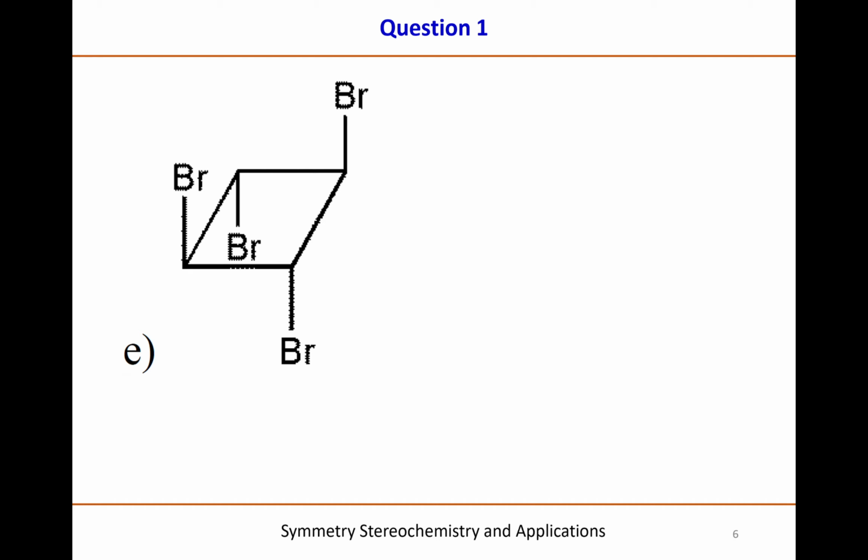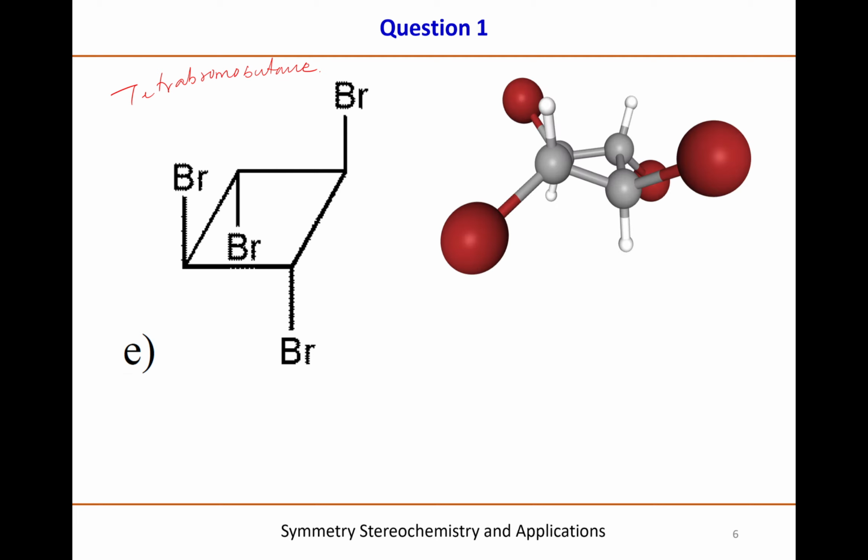Now the next question is, what is the name of this compound? Tetrabromobutane. Okay, tetrabromobutane. In this tetrabromobutane, you can see that all the bromo atoms have opposite stereochemistry. This is upside, this is downside, if we are considering this cyclobutane on a plane. So all the bromide atoms have different stereochemistry.